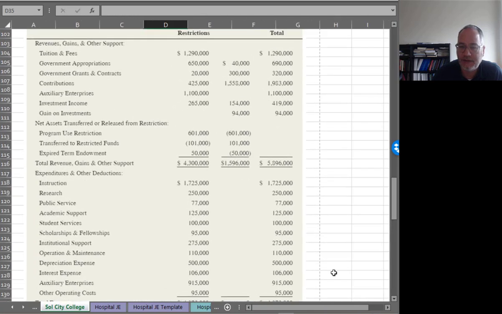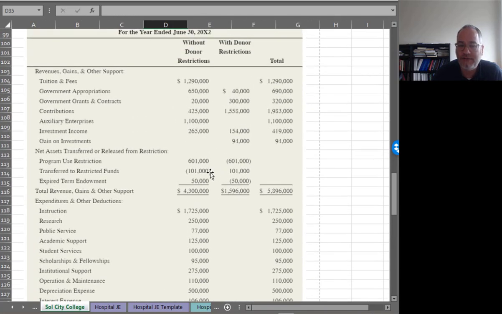And then, let me make this a little bigger so it's clear. We also received some assets that needed to be restricted for some reason. So this would be 101,000 that was taken out of without and put into with. Now you may also have endowments with a term. In other words, the money goes into the endowment fund, and the donor says to stay in the endowment fund for 10 years, and then you can spend it. Very, very common. So when the 10 years is up, it can come out of with and go into without. So you can see the various activities that are going on here.